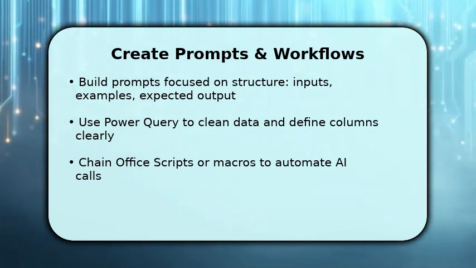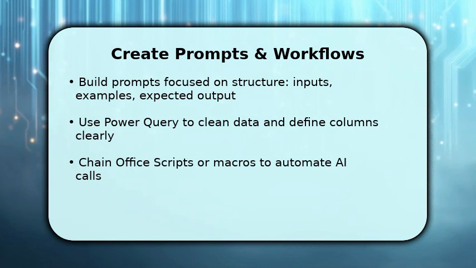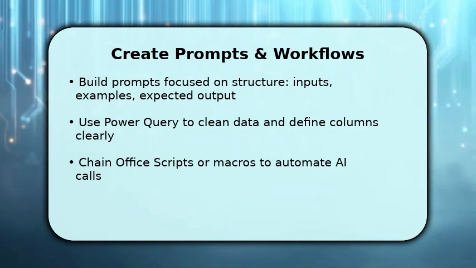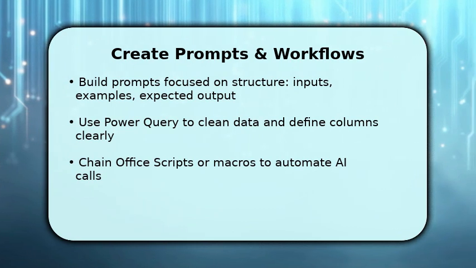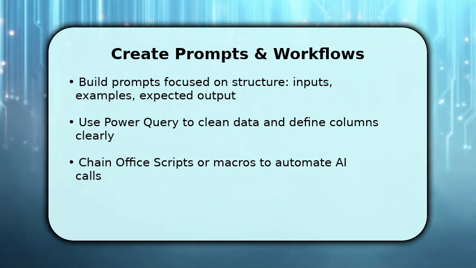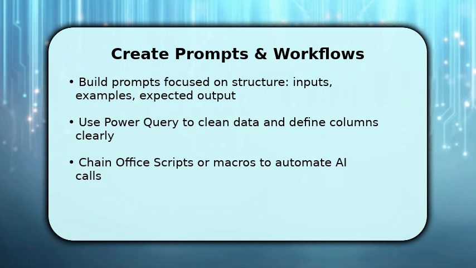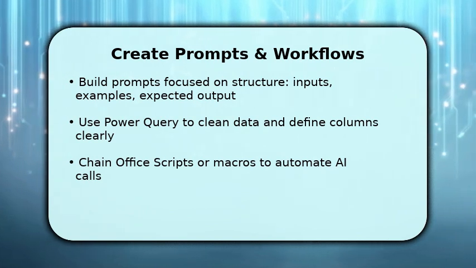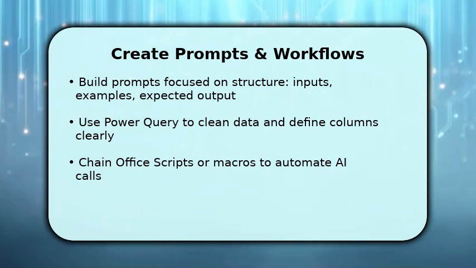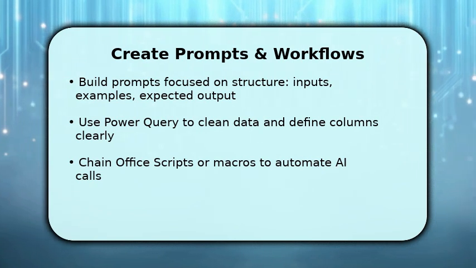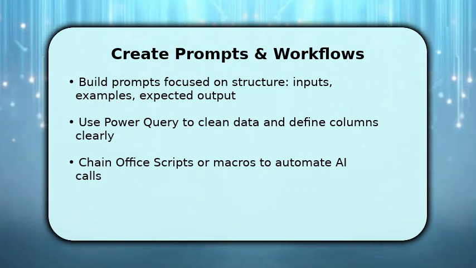Next, clean and normalize data with Power Query so the AI receives predictable columns and types. Then write an Office script or macro to pass rows or batches to the AI, parse responses, and write structured results back into new columns. By chaining these steps, you turn one-off queries into repeatable workflows that save time and reduce errors.